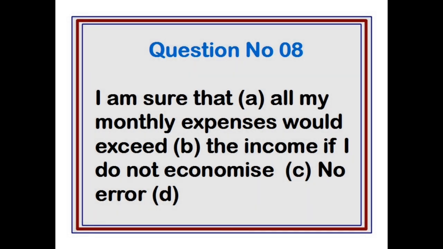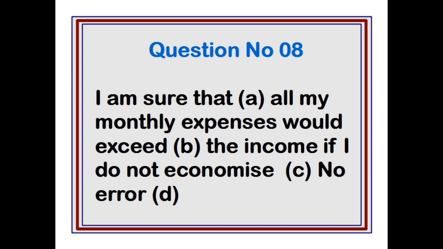This question is a tricky one indeed. Look at the sentence. I am sure that option A, all my monthly expenses would exceed option B, the income if I do not economize. Option C, no error. D. Now read the B part very carefully.